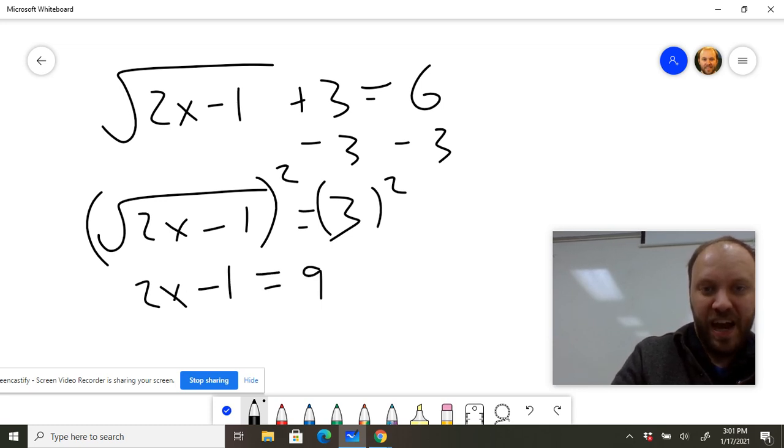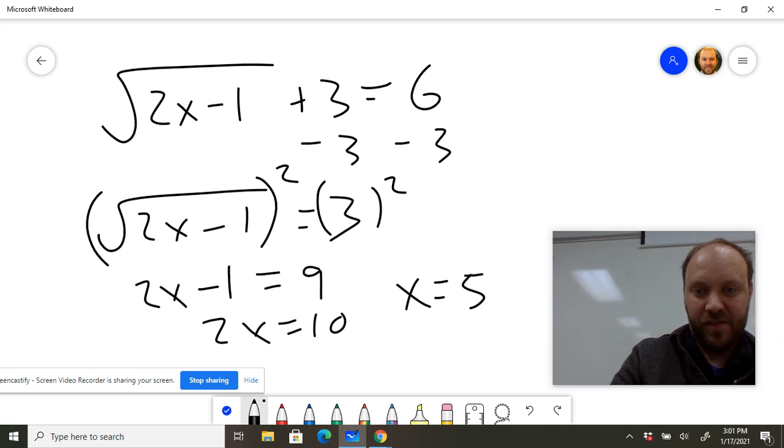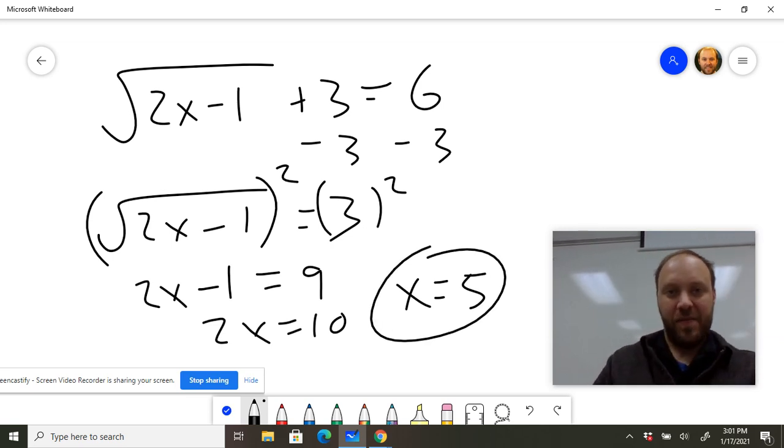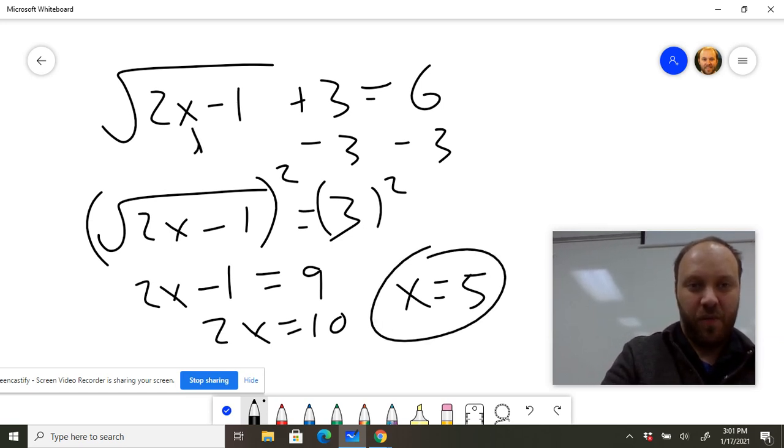And that's going to be equal to 9 on the other side. Add 1 to both sides, you get 2x is equal to 10. And it looks to me like x is going to equal 5. Again, if you've got time, I would stick the 5 back in there and make sure that that works.